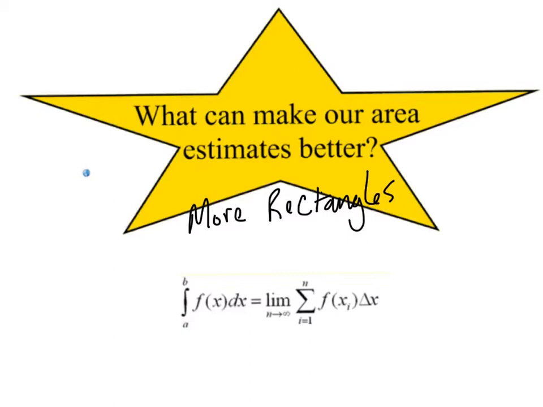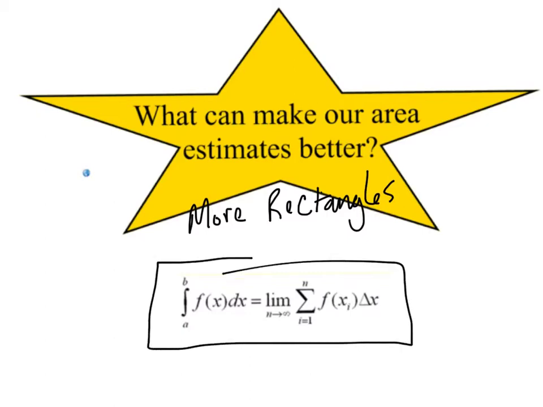What can we do? Now I'm going to introduce some notation. You see this down here. This is what's called an integral. It looks kind of like a stretched out S. Let me explain this. More rectangles, of course, the beauty is, what if we could have an infinite number of rectangles? So this represents this sum.